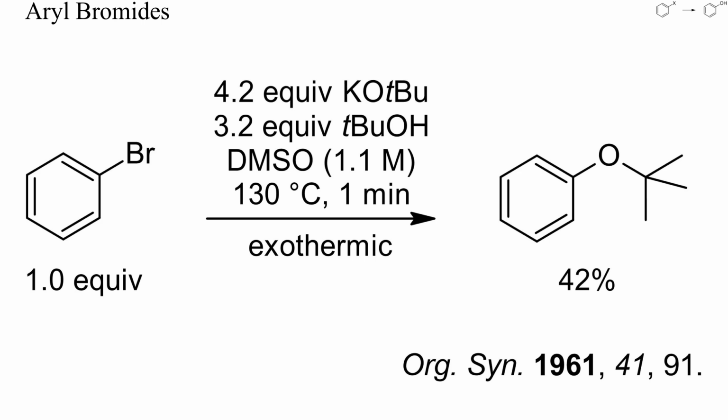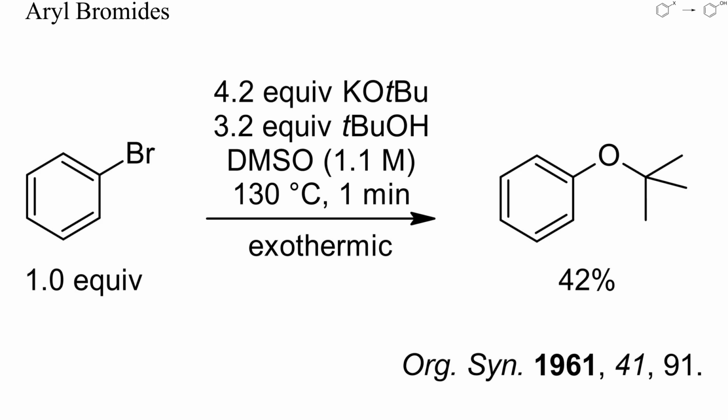Unactivated aryl bromides are a bit more reactive than aryl chlorides. Here, bromobenzene was converted into a tert-butyl ether with potassium tert-butoxide in DMSO. Dipolar aprotic solvents increase the nucleophilicity of anionic nucleophiles, but unfortunately DMSO and DMF are unstable toward strong bases and may undergo violent decomposition under the conditions shown here.